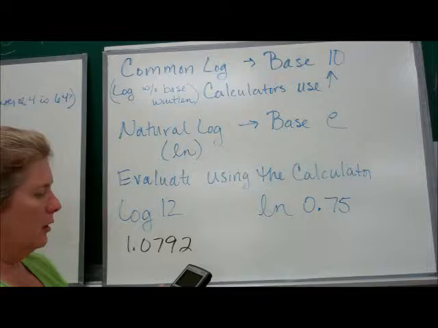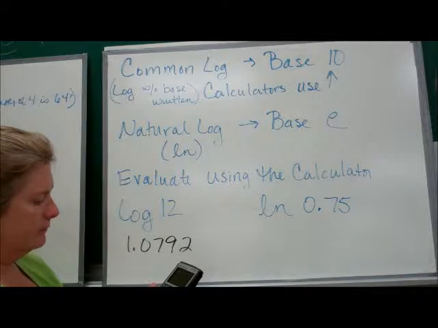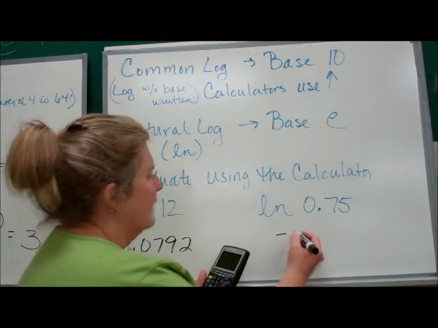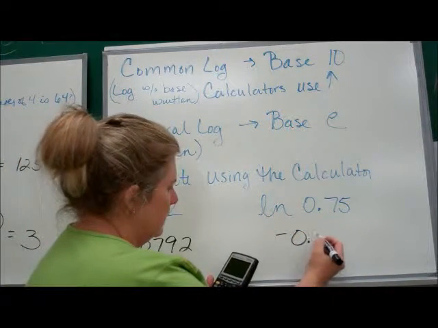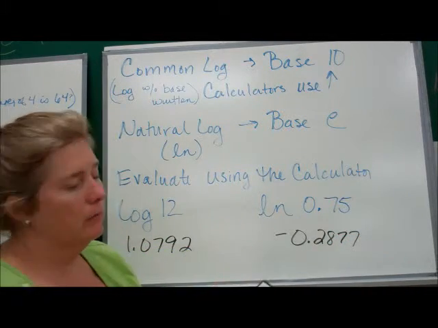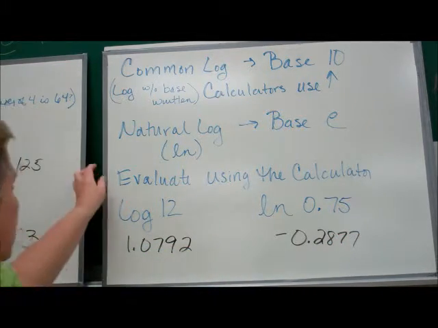Find the log of 0.75, or the natural log I should say. This is negative 0.2877. Round it off, of course.